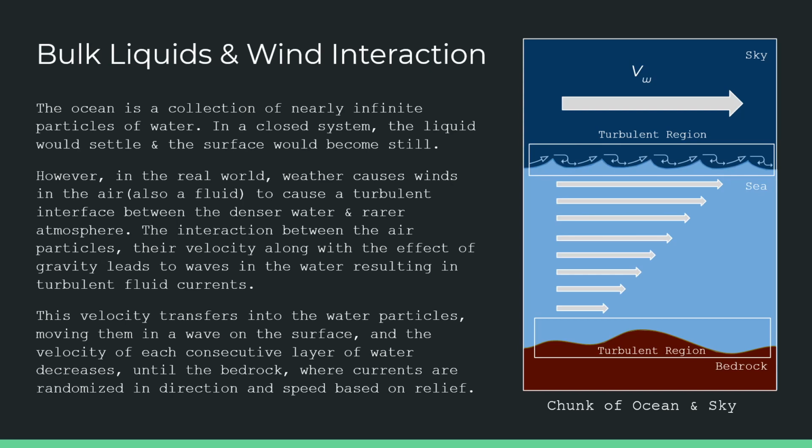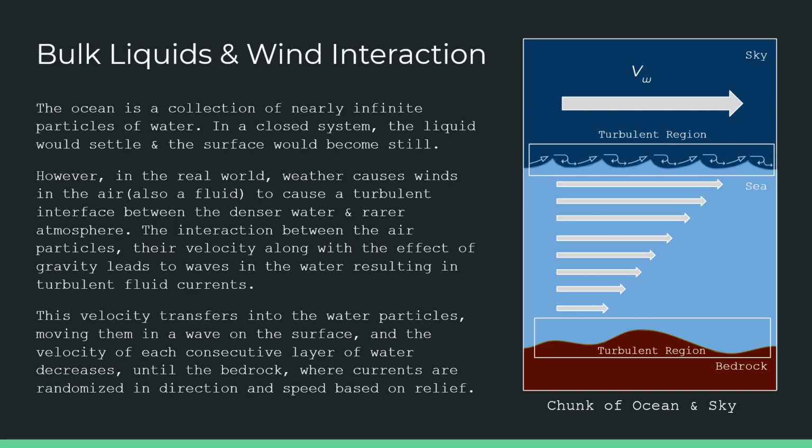However, in the real world, the surface tends to be non-uniform and cannot be still all the time, due to wind and air, which is also a fluid. The movement of wind and air above the surface of the water causes turbulence between the interfaces of these two fluids, causing what are known as waves. These waves are basically a result of turbulent fluid currents between the air and the water interacting with each other.